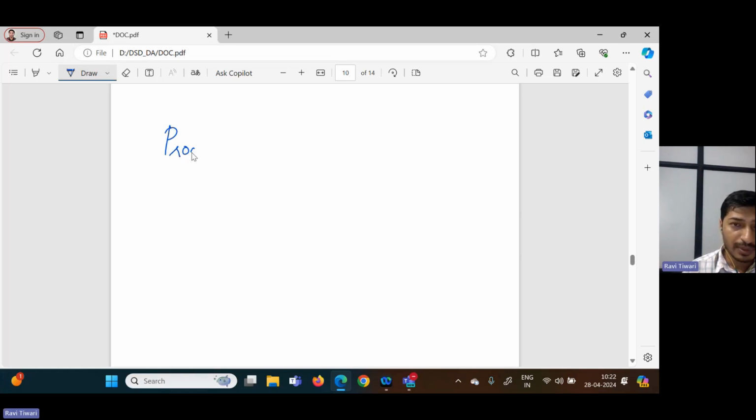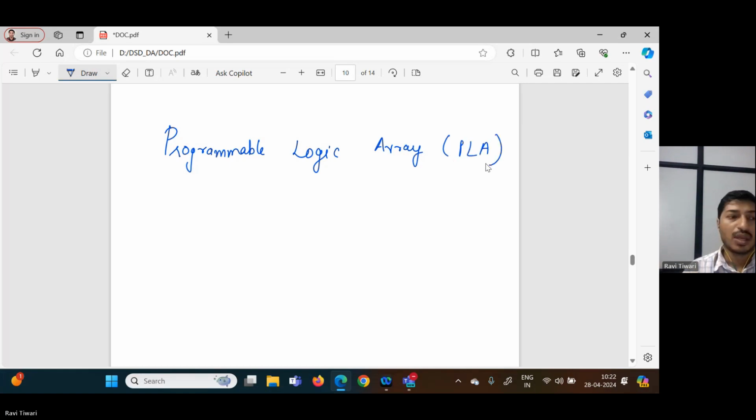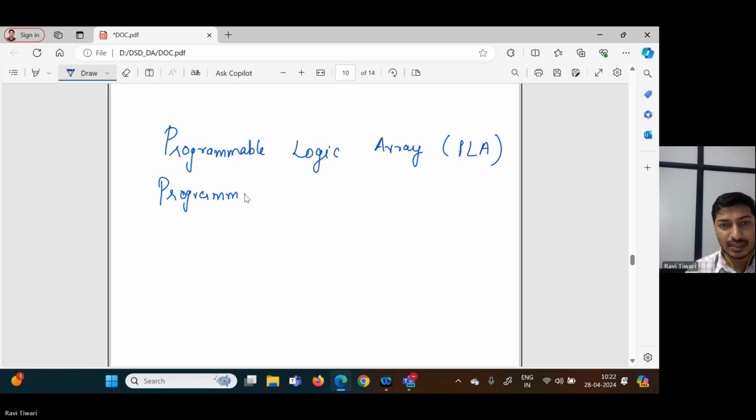That is the programmable logic array. In the programmable logic array, we have a programmable AND gate and OR gate. That means in the programmable logic array, we have both programmable AND gate as well as programmable OR gate.